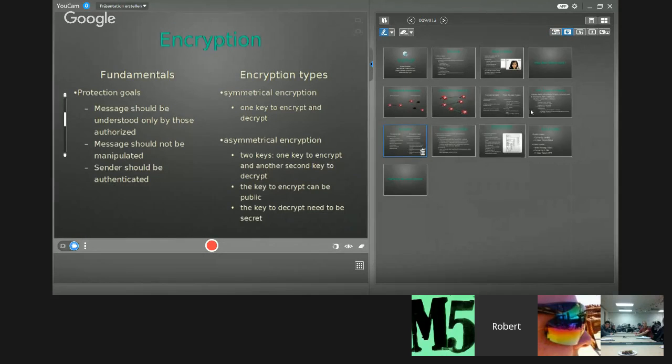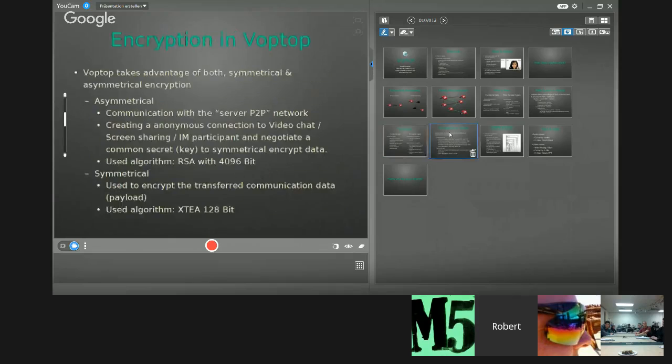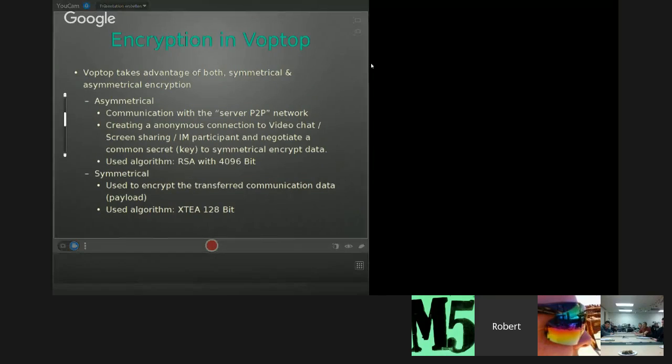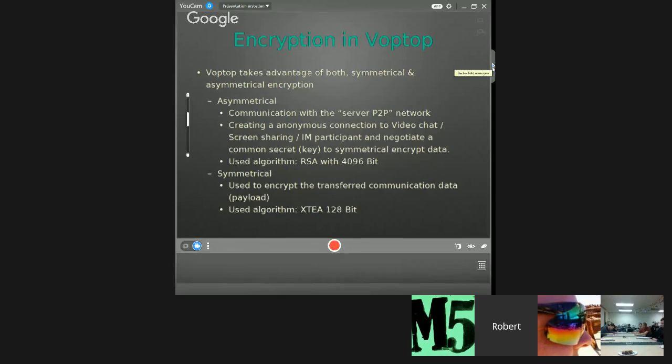So what kind of encryption is used in Voptop? Voptop takes advantage of both. Obviously, we are streaming video, for example, for video chat or for screen sharing, so trying to encrypt all the data with asymmetrical encryption would be a bad idea, just too slow.